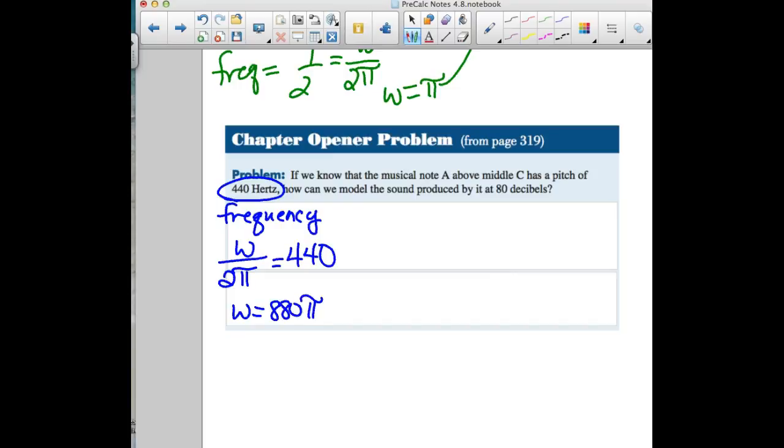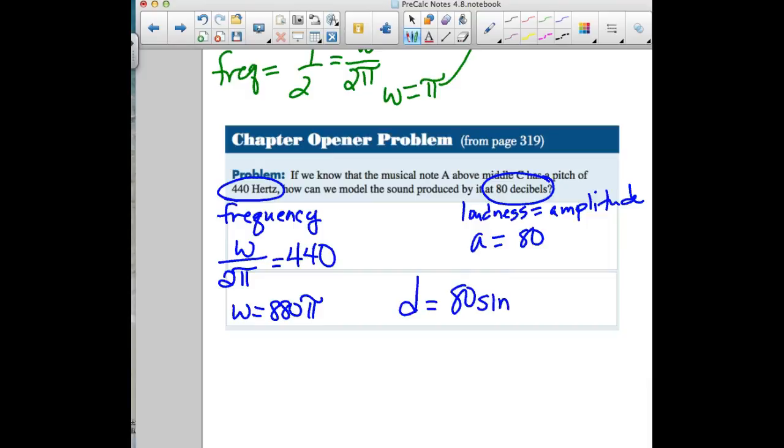The other thing to know, when they give us a decibel or a loudness, the loudness is equal to the amplitude in our equation. So we know that A has to be 80. So the overall equation for this, D equals 80. And we are going to use sine because at time 0, there is no sound. So we are starting at 0. So 80 sine of 880 pi t.